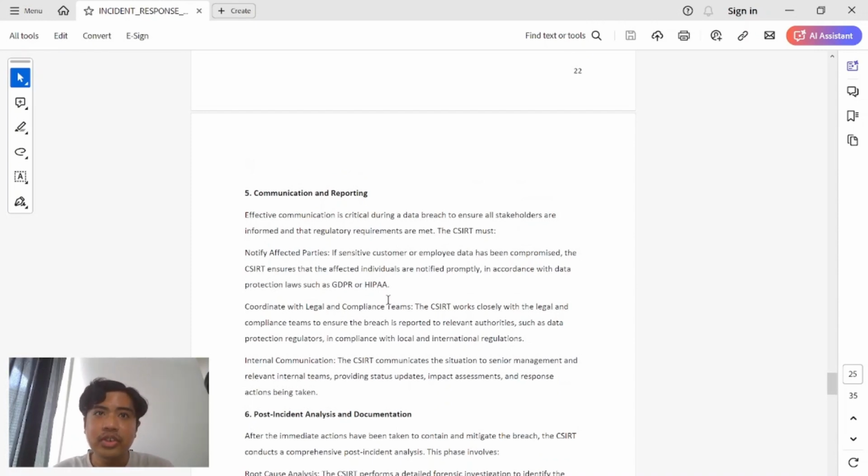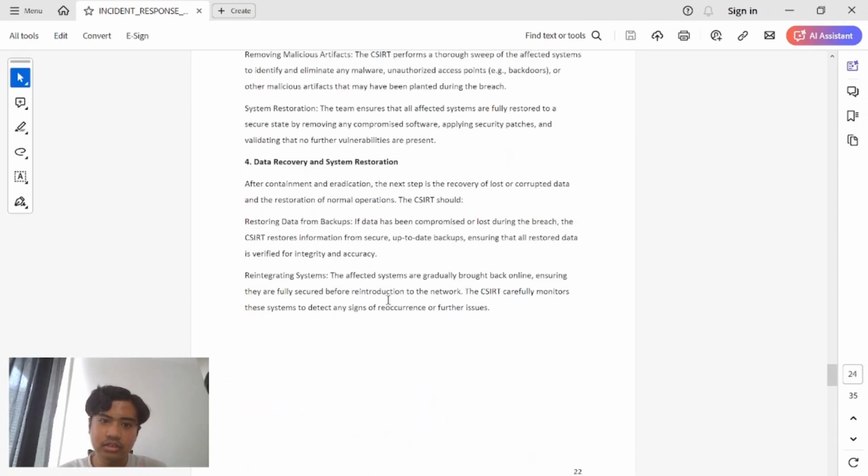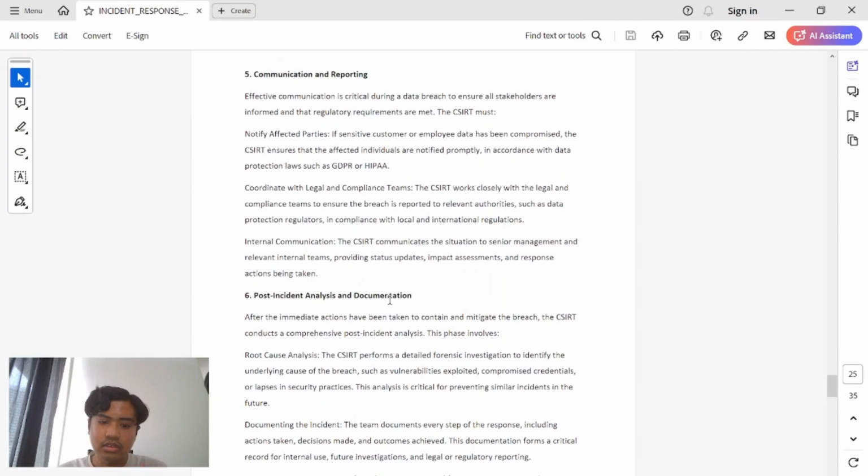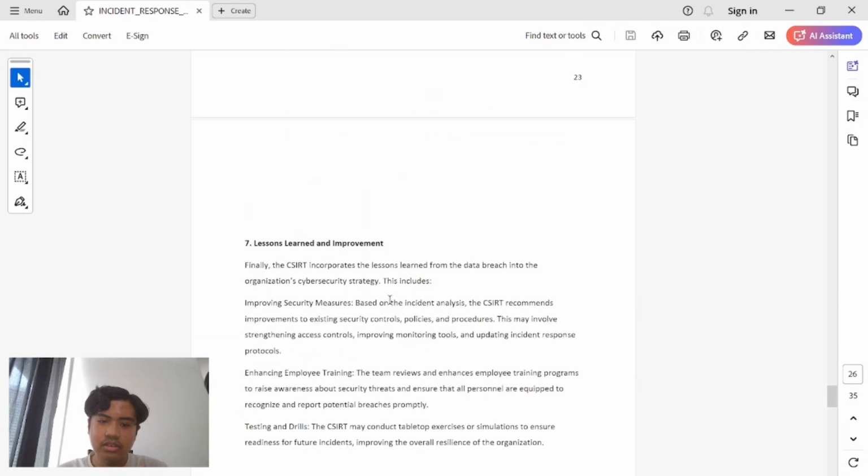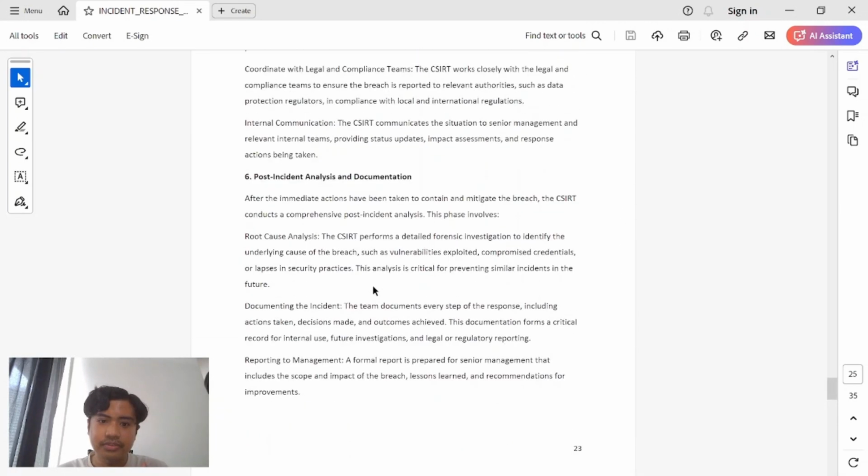During the database, effective communication is about following the containment mitigation. The CSSD conducts a post-incident analysis, performing root cause analysis to prevent recurrence, and documenting an incident response process, and preparing a detailed report for management with lessons learned and recommendations for improvement.